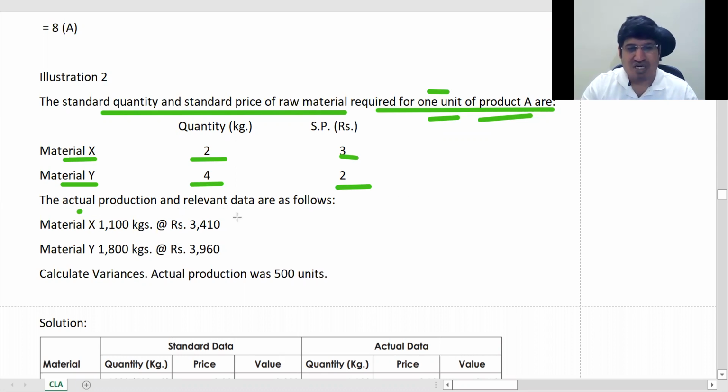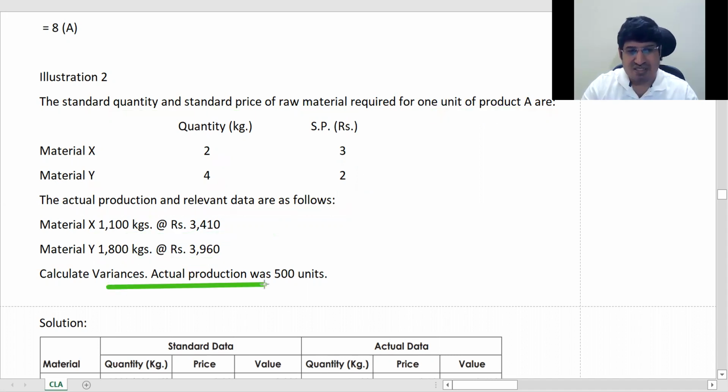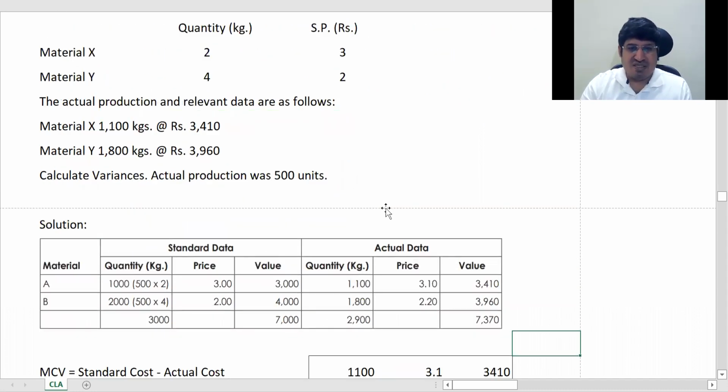Now actual production and relevant data are given. Actually for material X they have put 1100 kg at 3410, and Y they have put this much. If you divide 3410 by 1100, you will get the per unit price of actual, right? Calculate variances. Actual production they have given is 500 units. Now let us see how you will proceed in this.